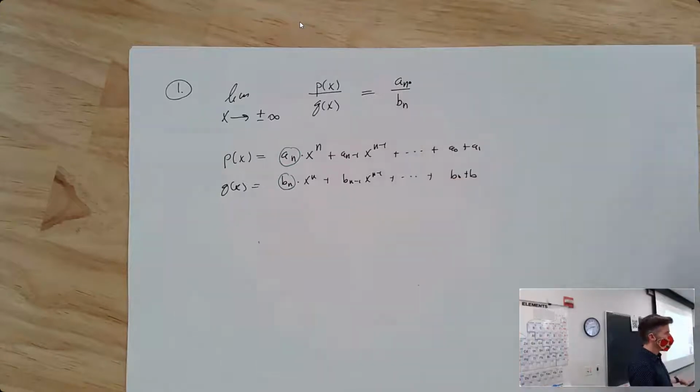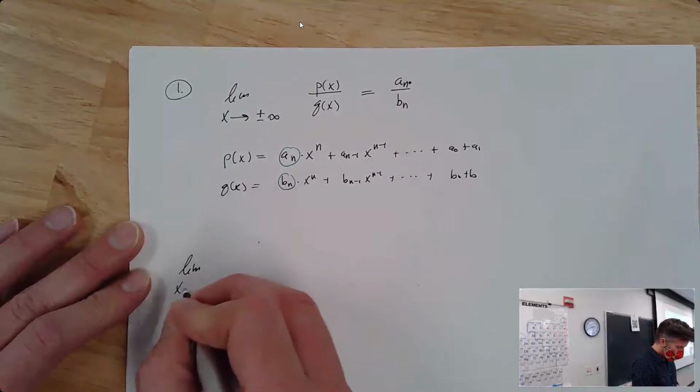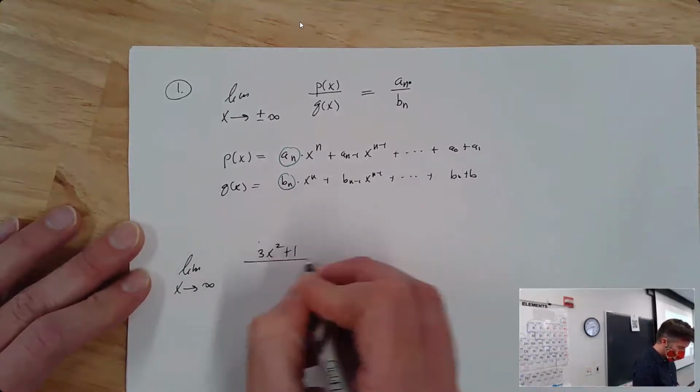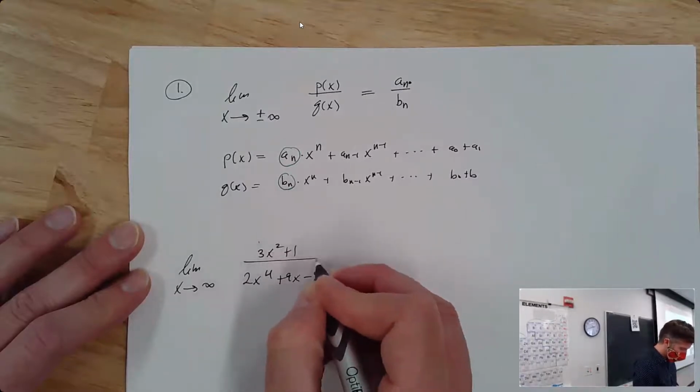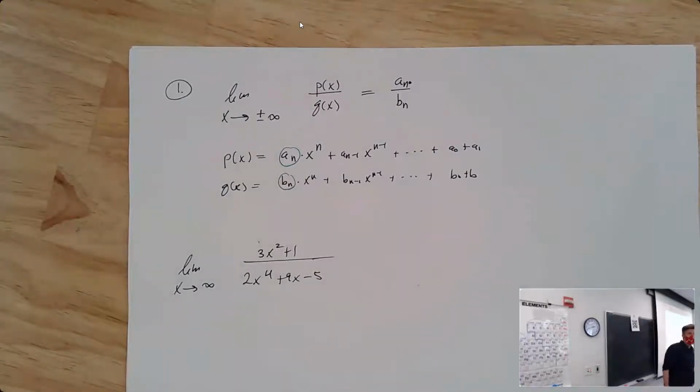What if the degrees aren't the same? What if we had something like the limit as x approaches infinity of 3x squared plus 1 over 2x to the 4th plus 9x minus 5? Now what's going to happen? Well, let's think about it for a second. Which of those polynomials grows larger faster? The one that's squared or the one that's to the 4th? Right, the 4th one, the higher power gets bigger faster.